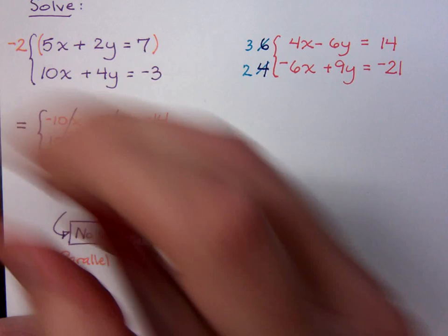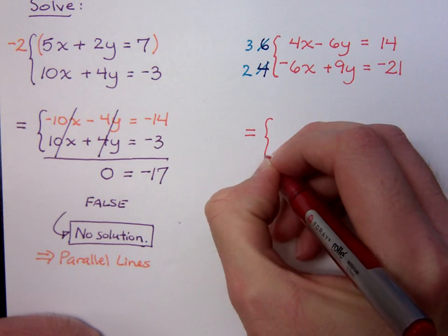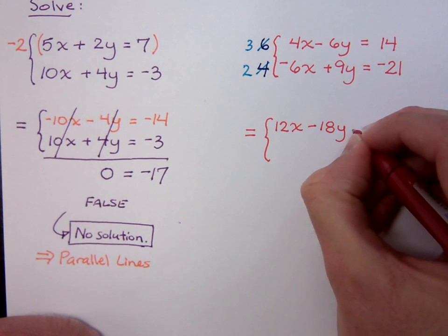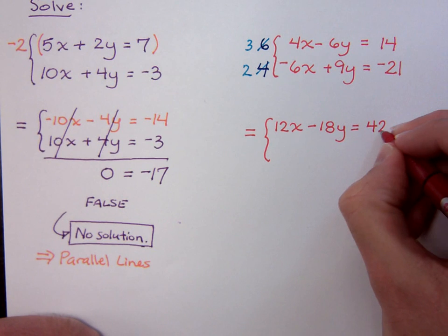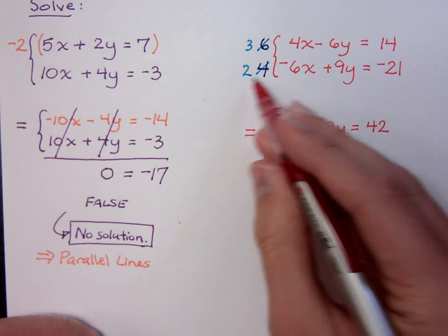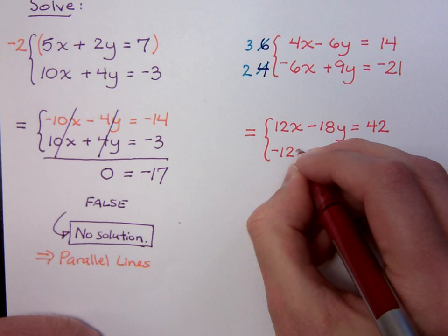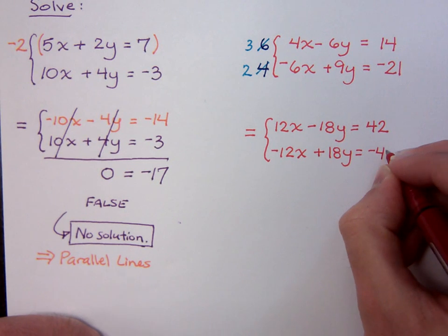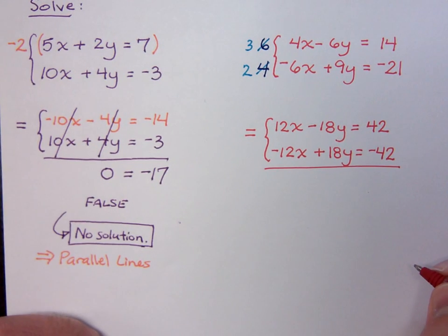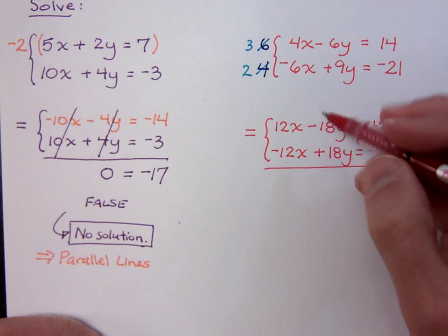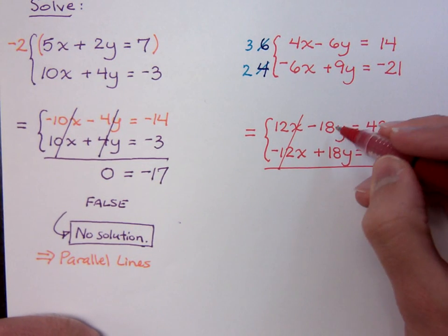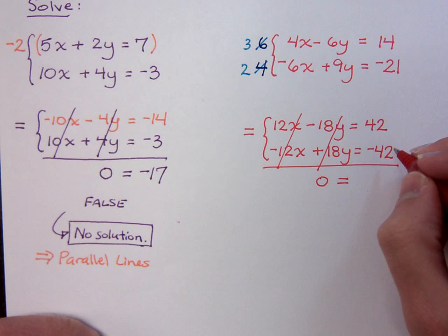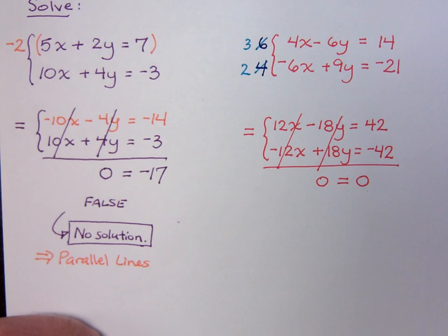So let's see what this one looks like. When I multiply times the 3, I get positive 12x, get minus 18y, and 3 times 14 is 42. The second equation, I multiply 2 times everybody, I get a negative 12x, a positive 18y, and this equals negative 42. So let's see how this compares to the other equation, or the other system. These x terms cancel, they become 0. The 18y terms cancel, so we get 0 equals, let's see, 42 minus 42. Well, that's 0 as well.